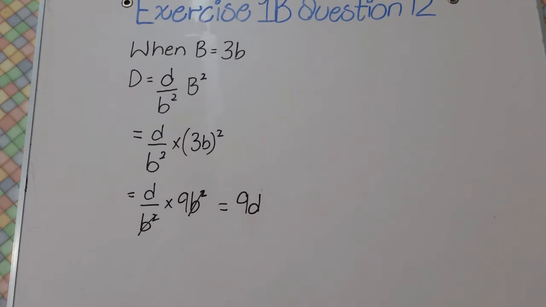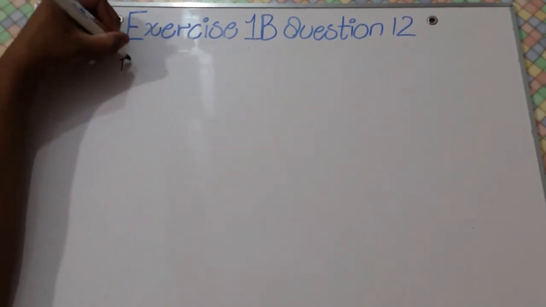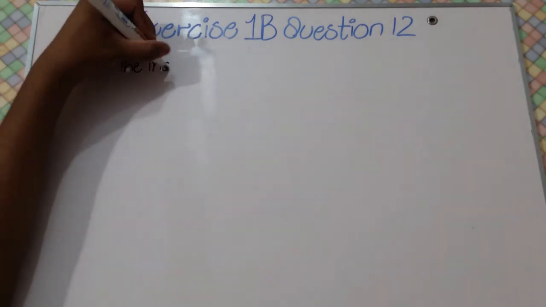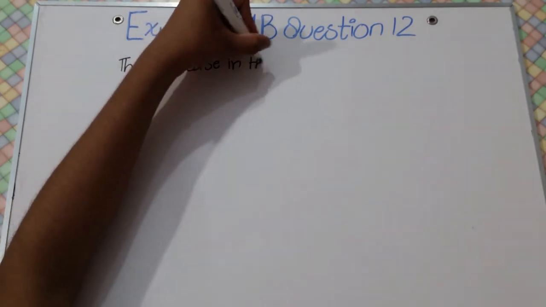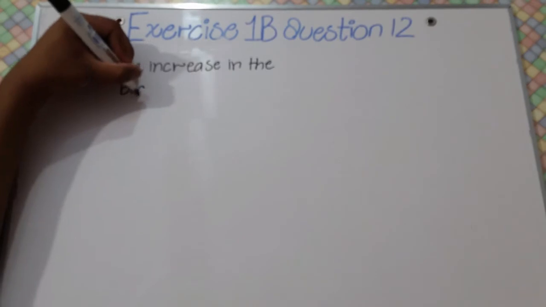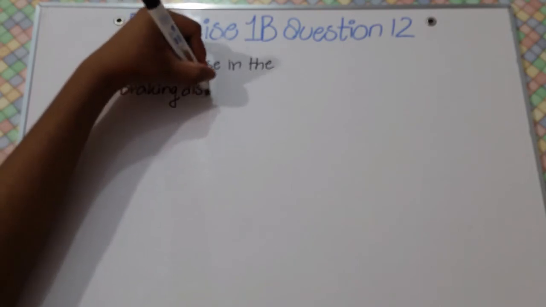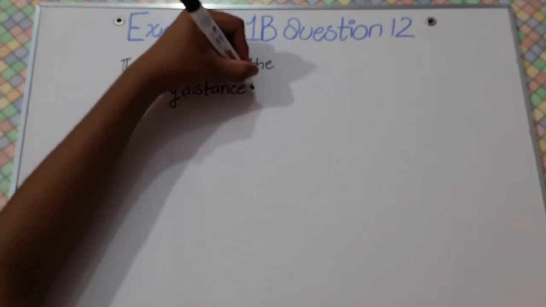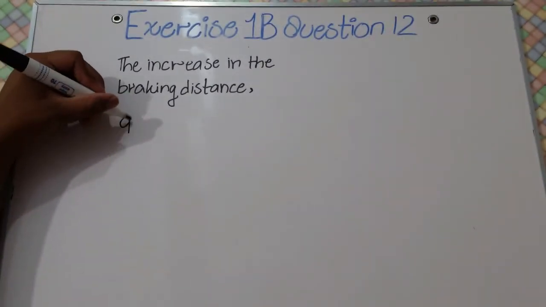So now we can find the braking distance which is increased, meaning we need to find the percentage. So now the final thing that we need to do is find the increase in the braking distance. Now in the previous clip we found the value which was 9d.